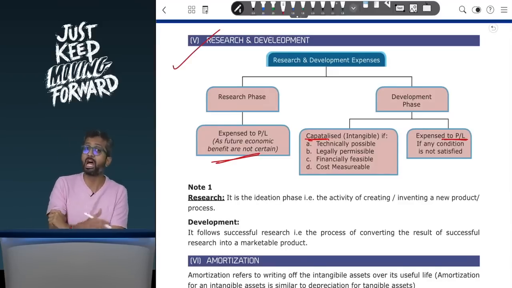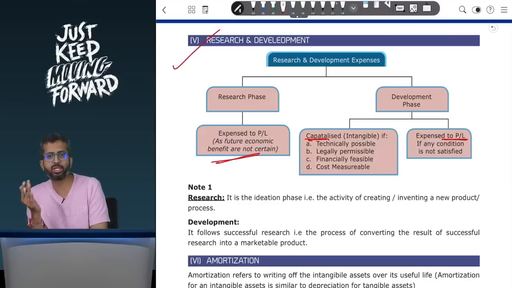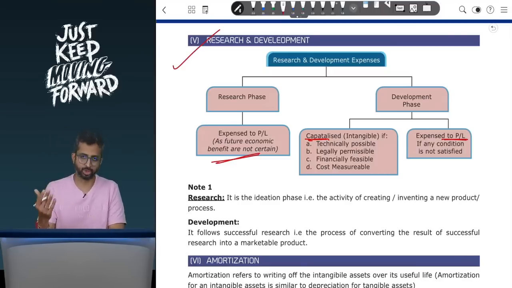Development phase is a phase after you have hit technical feasibility, but before the product is commercially launched. During that period, if there is any expenditure incurred, you will capitalize if it meets certain criteria. Otherwise, you will expense it to the P&L account.